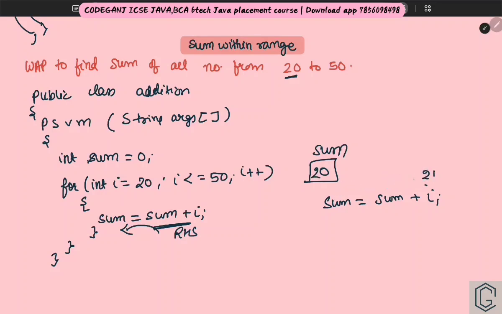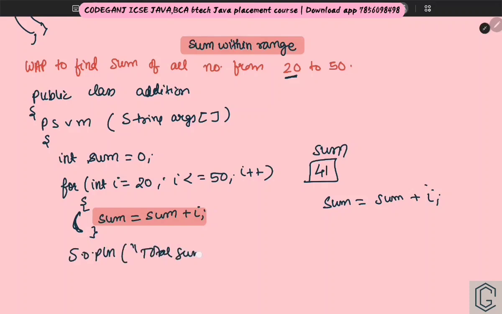Next time your i will become 21 and your sum is 20, so it will become 41. Next time your i will become 22, it will get added. Similarly it will just repeat, and you will get the total sum only once your for loop is over. Which means I have to print the sum outside the for loop, because my total sum will only be calculated once this for loop is done, right? After that I can print System.out.println total sum equals plus sum. Then you can close your program.